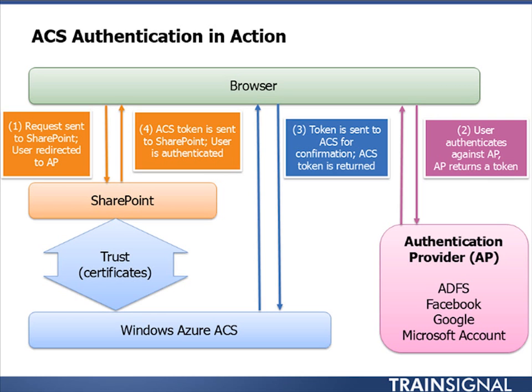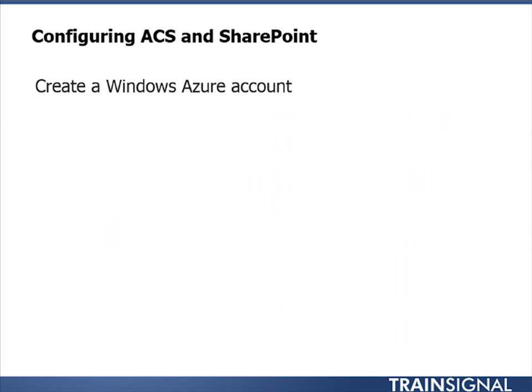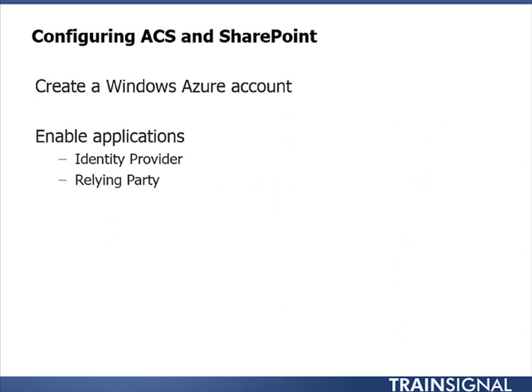Now that we've seen the moving parts, let's get in and take a look at how to actually implement this. You're going to notice the basic steps here for setting all of this up. The first thing that we're going to need is we're going to need a Windows Azure account. Now, when I get in to do my demo, I've already got this created. The next step is then to enable the application.